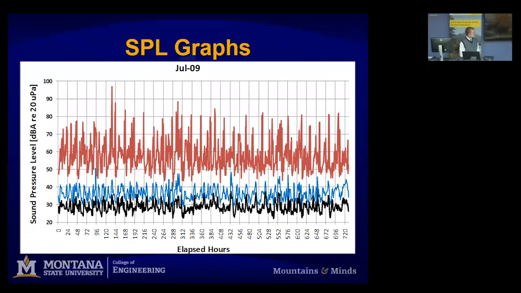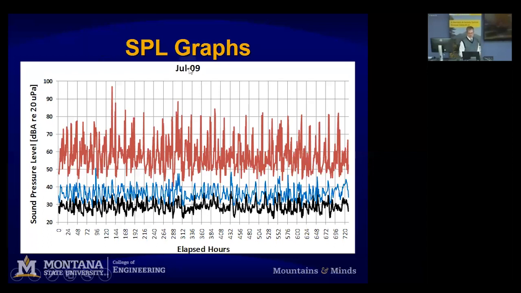So this is an example of what an acoustician might look at for a sound measurement. On the horizontal axis of this graph, we've got elapsed hours. Each tick here is a day, a 24-hour period. The top curve shows the maximum sound pressure level, or the loudness, that occurred during that hour. The blue curve in the middle is the average, and the black is the minimum. So the sound is typically fluctuating, and depending on the environment, you can have different ranges of these sounds.